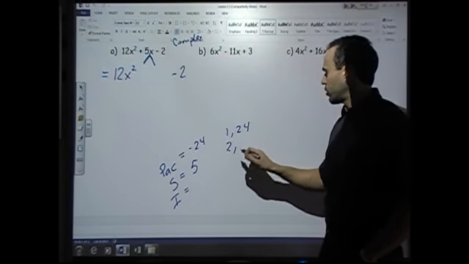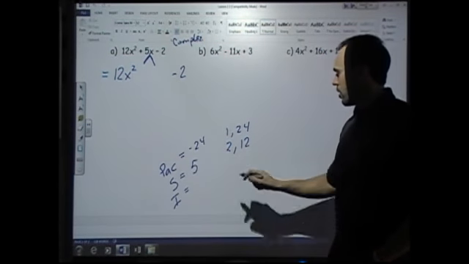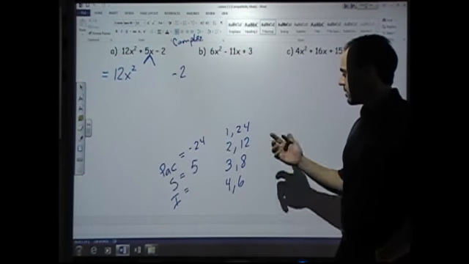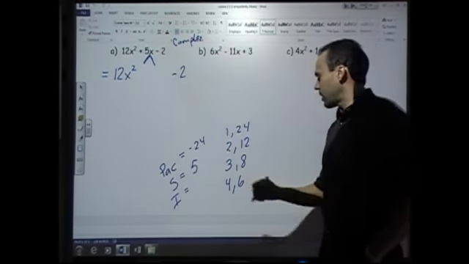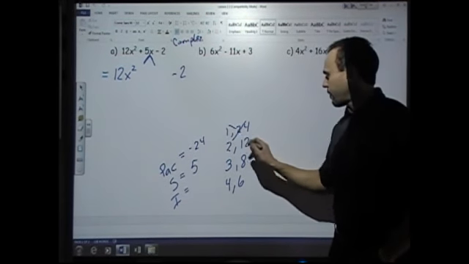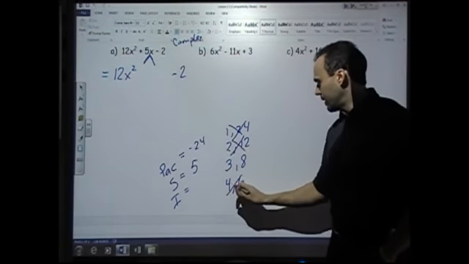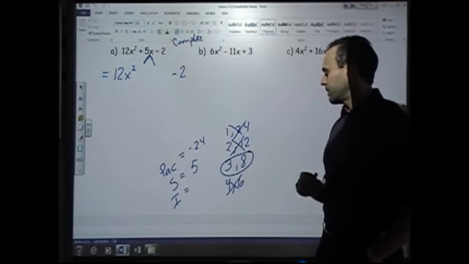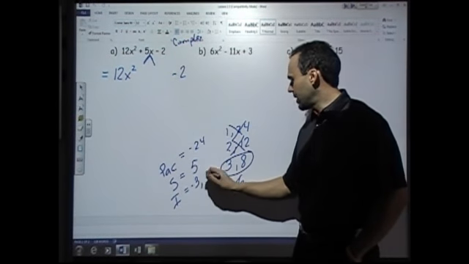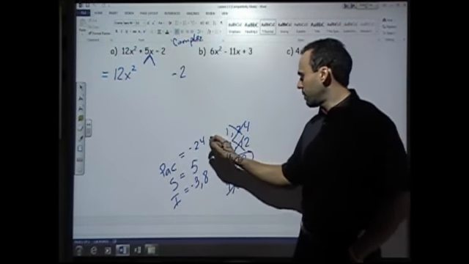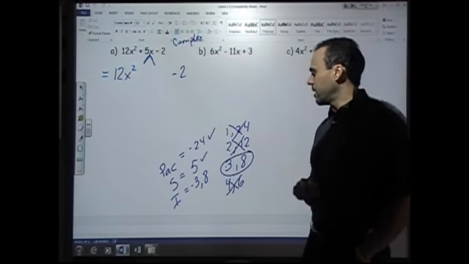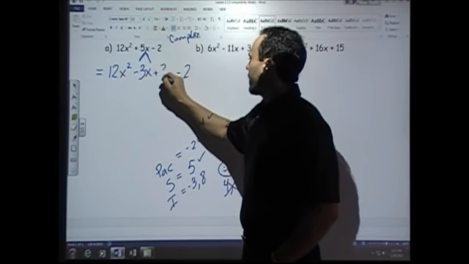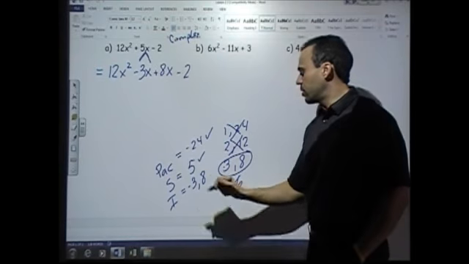There's 1 times 24, there's 2 times 12, there's 3 times 8, there's 4 times 6, and that's it. Then there's 6 times 4, so it's the same thing. So this would never add up to 5, neither would that, neither would that. The only possibilities are these two somehow. One of them has to be negative because they're multiplying to negative 24, so the correct answer is actually negative 3 and positive 8. Negative 3 times positive 8 is negative 24, negative 3 plus 8 is 5. So I can break up the middle term into negative 3x and positive 8x, because those are the two numbers.